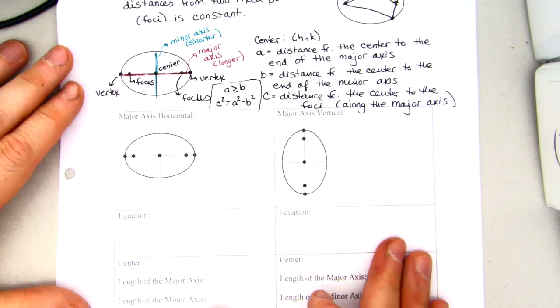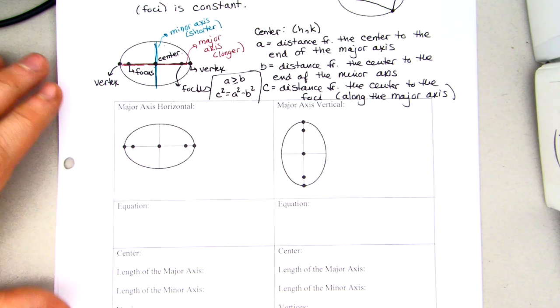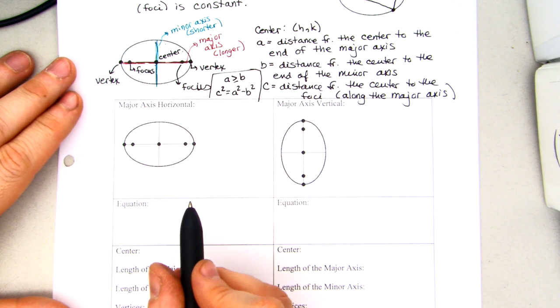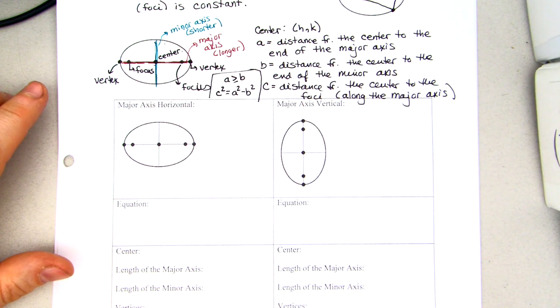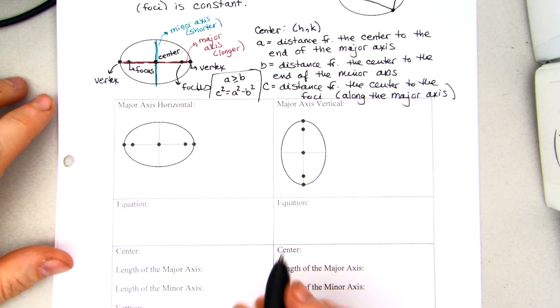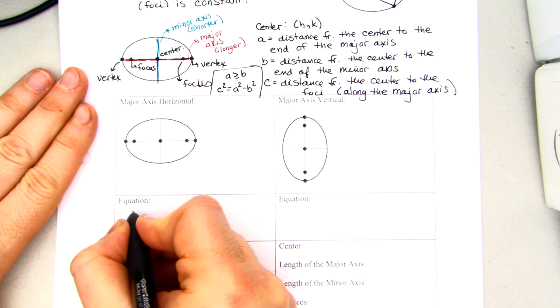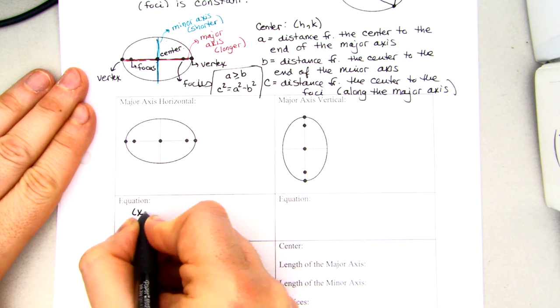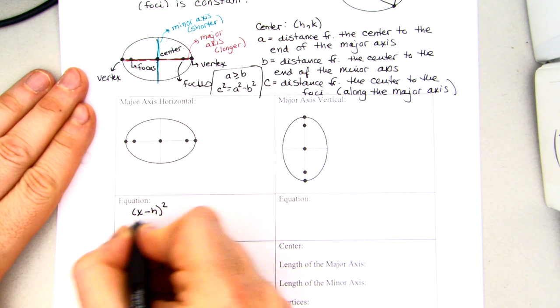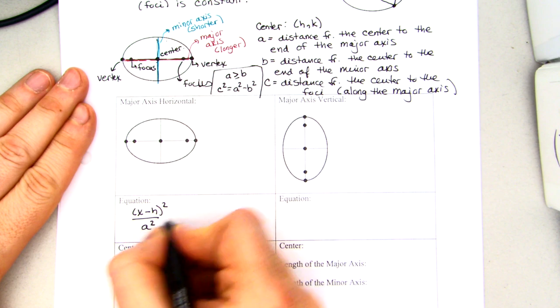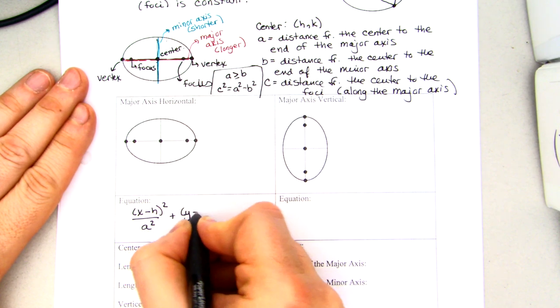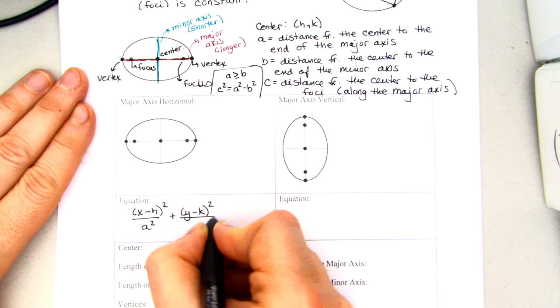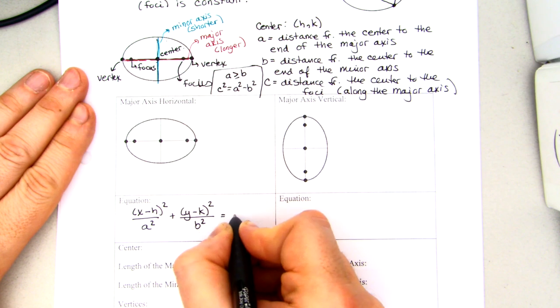I want to deal with two different cases of ellipses here: the ellipse where our major axis is horizontal, and the ellipse where our major axis is vertical. The equation of our ellipse, if the major axis is horizontal, will be x minus h squared over a squared plus y minus k squared over b squared equals 1.